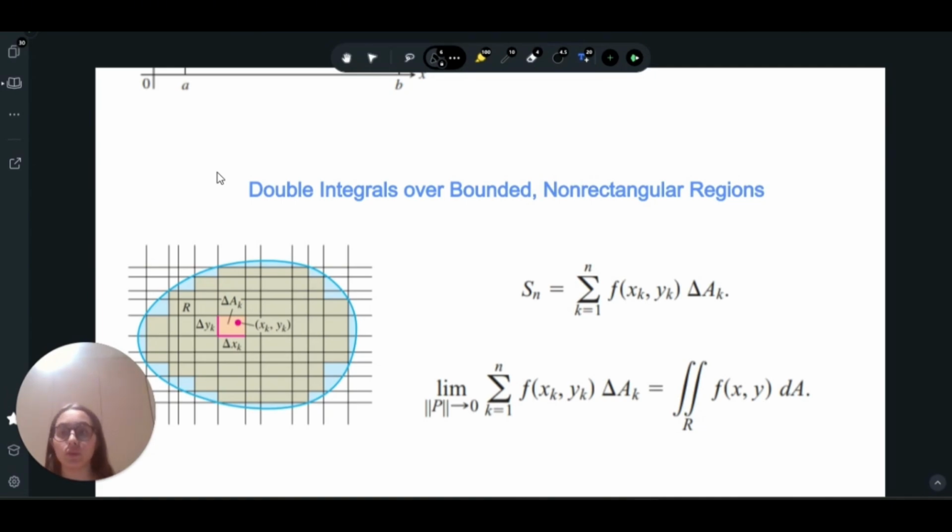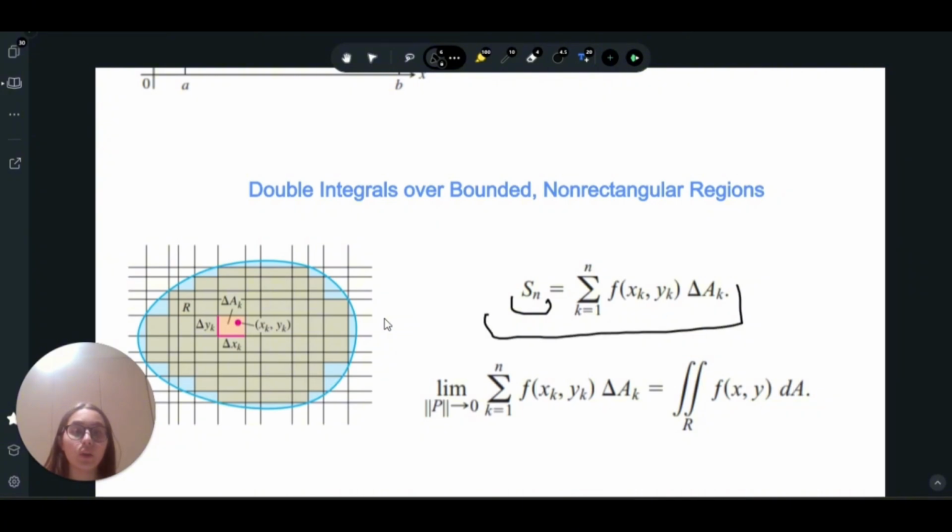To define double integrals over a non-rectangular region, we start by covering R with a grid of small rectangles, as shown in the picture, as we did with the rectangle itself. Some of the cells will lie partially outside of R, as you can see, for example, this one and all of these. By refining the grid, making the cells smaller, and summing the contribution of the function f(x,y) over these cells, we form the Riemann sum S_n. This is the Riemann sum.